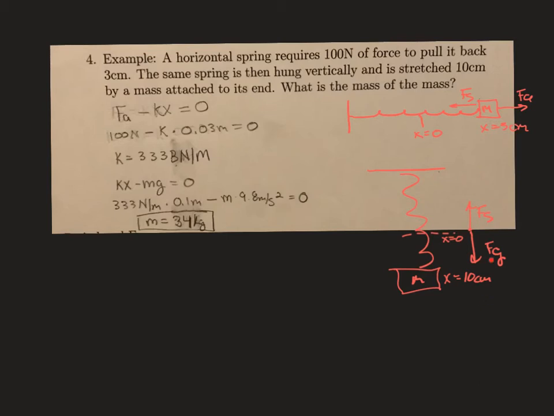And then I'm going to use my vertical, where the restoring force is the spring and it's being pulled down by the weight of this mass here. We now know the spring constant. And we can multiply that by the amount the spring is now stretched out, which is the 10 centimeters. So 0.1 meters. And we're looking for the mass. And we already know what the acceleration due to gravity is on Earth's surface. So we can find out the mass is 34 kilograms.